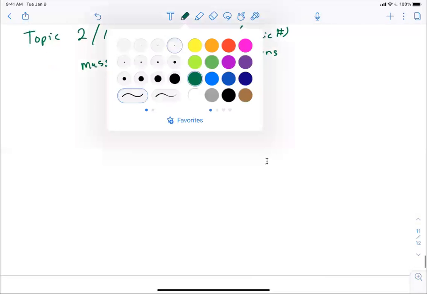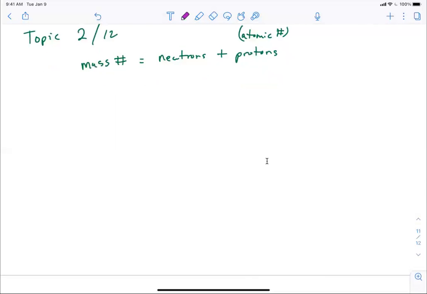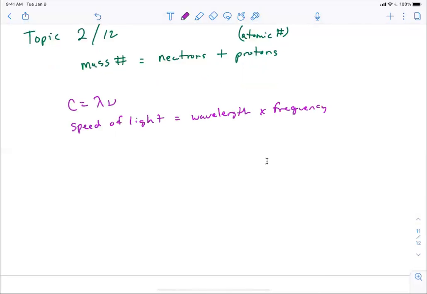The main ideas of SL and HL here is light, the photons, the electromagnetic spectrum. And so understanding the following things, that c is equal to lambda nu. So the speed of light is equal to the wavelength times the frequency. Which means, because speed of light is a constant, that if wavelength goes up, frequency goes down. And understanding that relationship is really important.